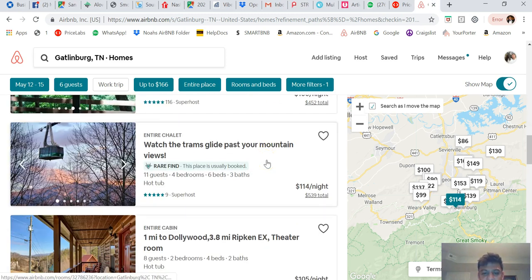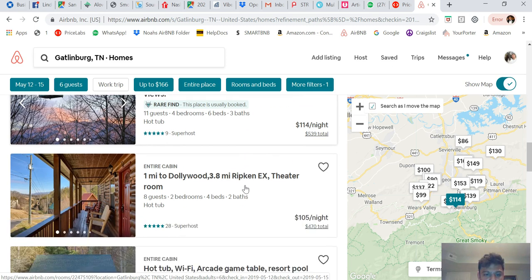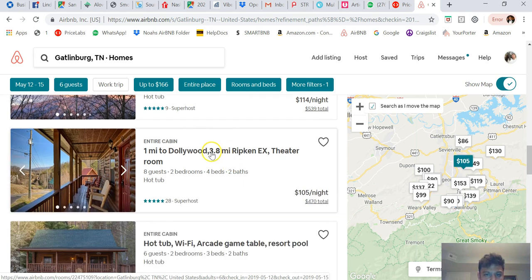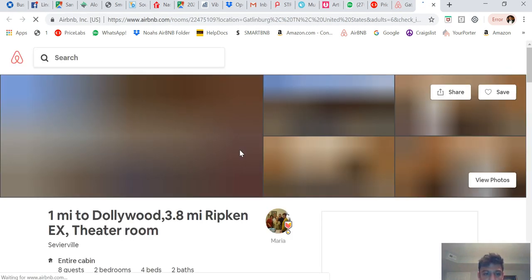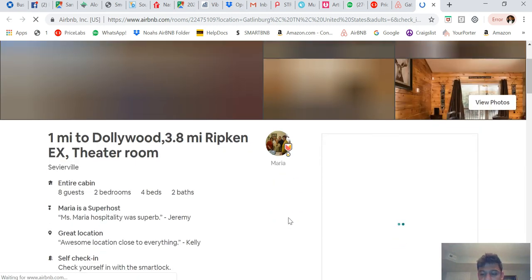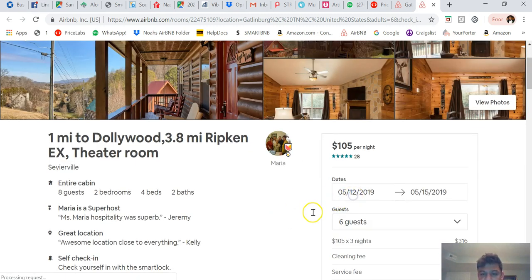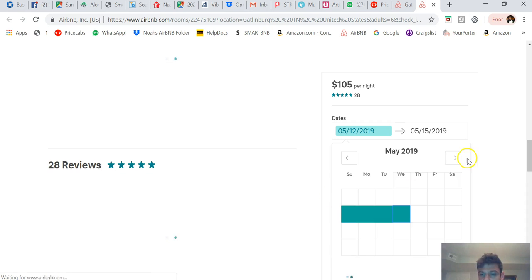I like to do this for like 5 to 10 properties. More is better, of course. You get a better sense. 10 is probably the right number to go through. Just take a look at their calendars and see.